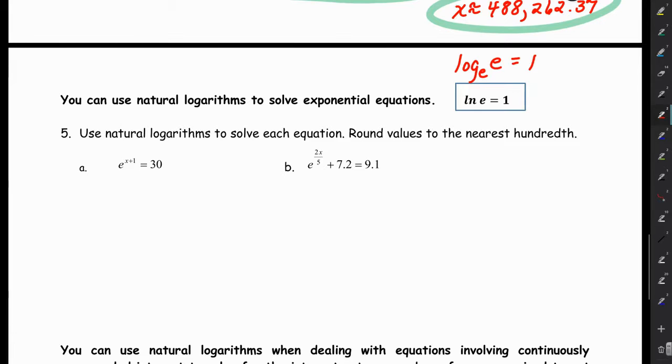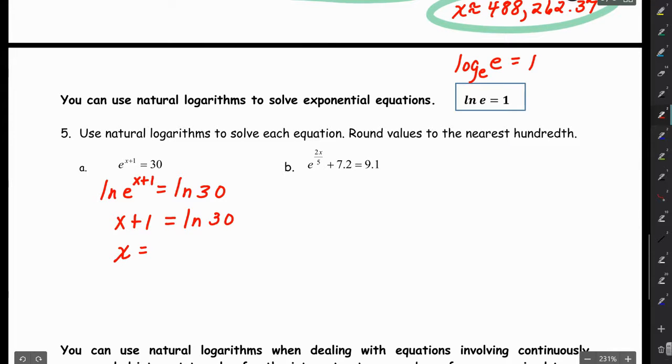So we're going to take the ln of both sides. We're going to take log base e of both sides. And why do we do that? Because ln of e is 1. Log base e of e is 1. So this piece right here becomes 1, and the exponent is just going to power property back to the front. So the left side of this equation is just going to end up being x plus 1. It becomes a very simple equation very quickly. So x is going to be equal to ln of 30 minus 1.